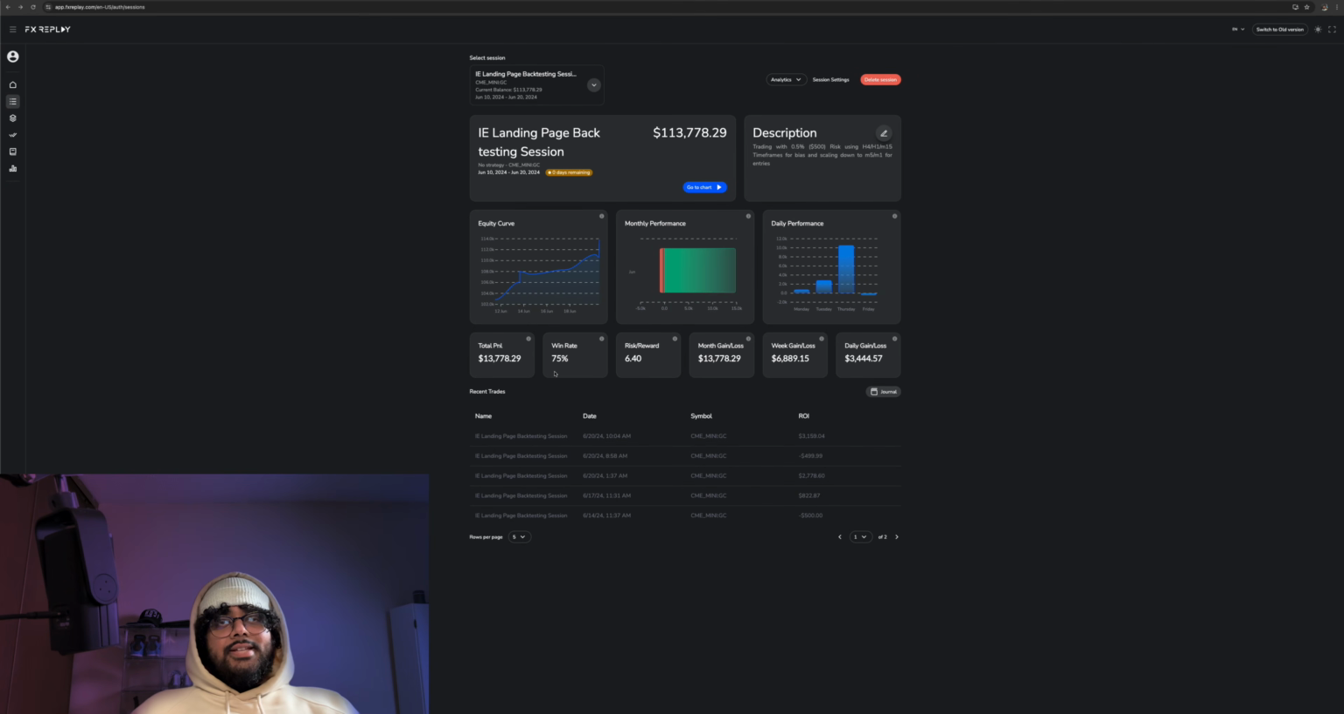All right, so here are the stats. As you can see, a 75% win rate. I took about 8 or 9 trades. I did say I was gonna take 10, but I didn't end up doing that. But nonetheless, 2 L's. The rest were wins.